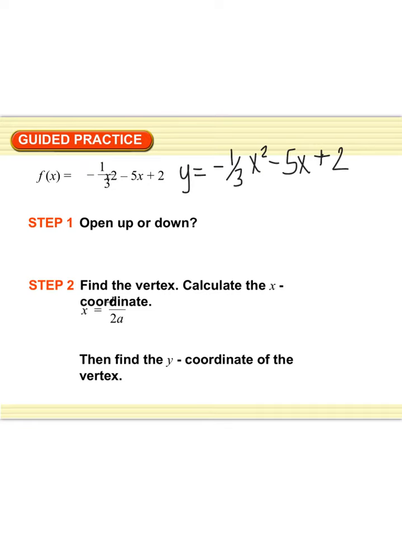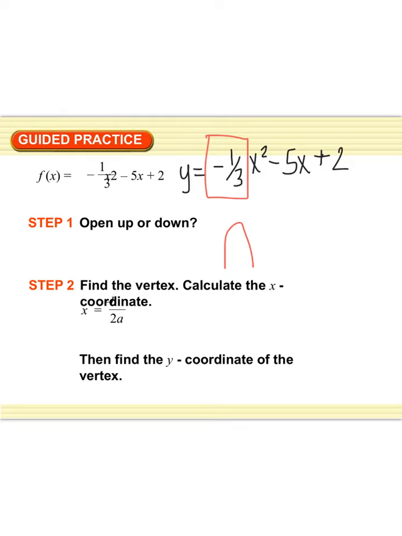Okay, here's another example. I'm not going to go through it all, but just real quickly, is it going to open up or down? And how do we know? Well, to decide if it opens up or down, we need to look at our a. So a is the coefficient in front of x squared. Now, if a is less than 0, it's going to be opening down. If a is greater than 0, it's going to be opening up, like we talked about in class today. So negative 1/3 is going to be opening down.